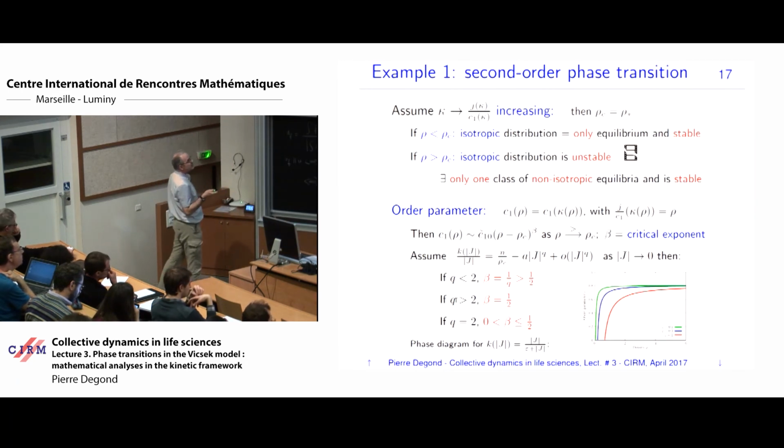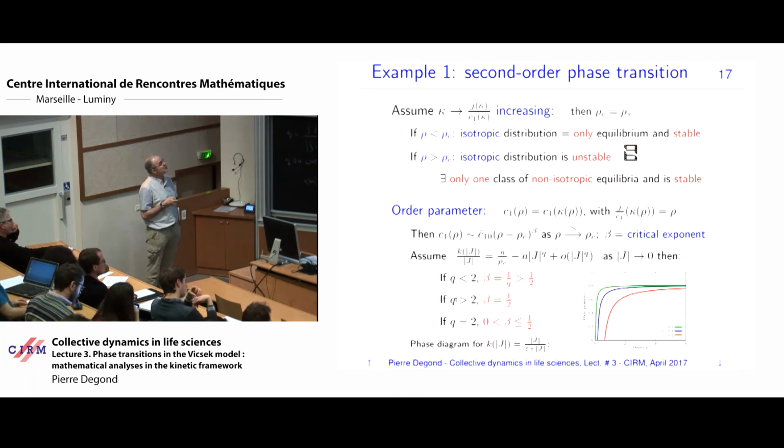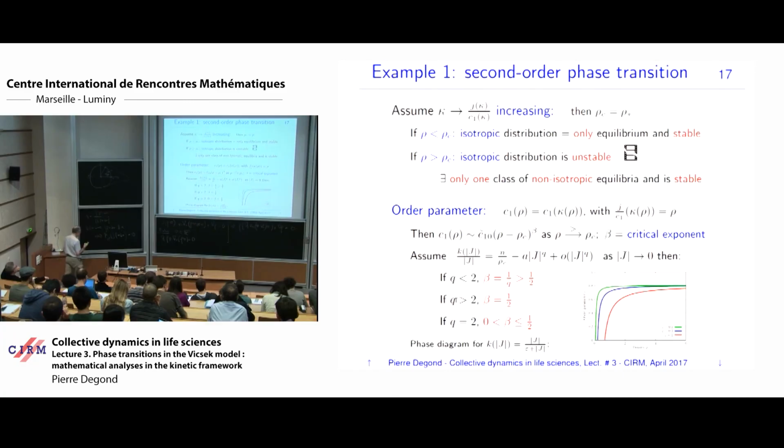It's believed that you can classify the second order phase transitions by the exponent. The interesting thing is that you can cook up examples where you get all kinds of beta. Usually in physics you get beta equals 1/2. There are now examples of what they call 1/3 phase transitions, etc. Here you can really cook up examples where you can get all betas between 0 and 1.